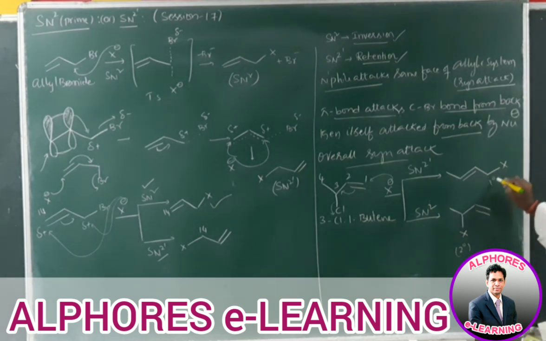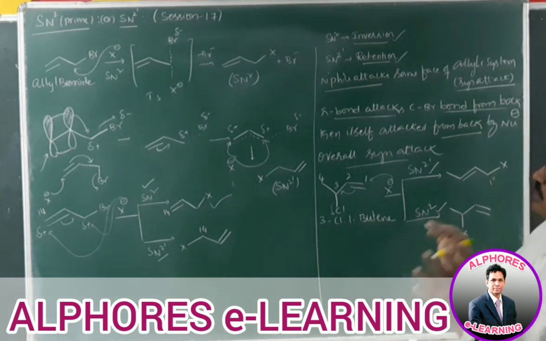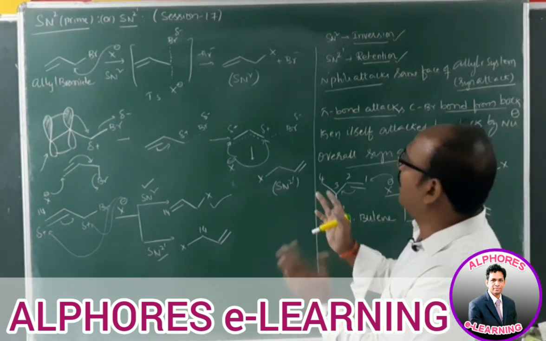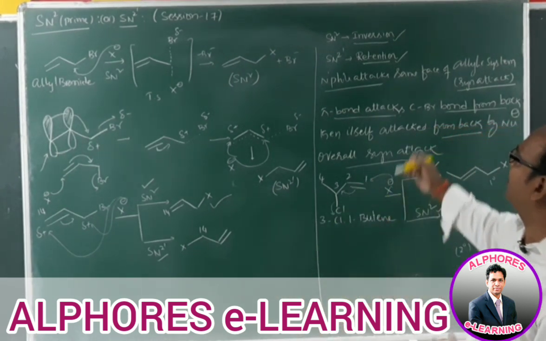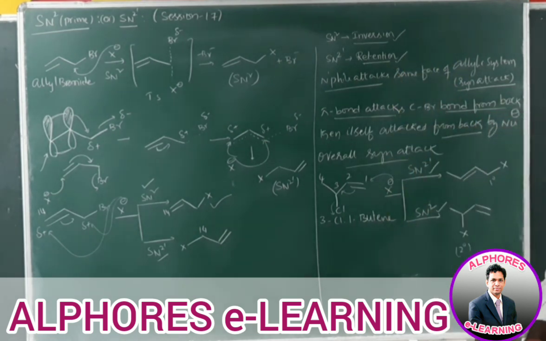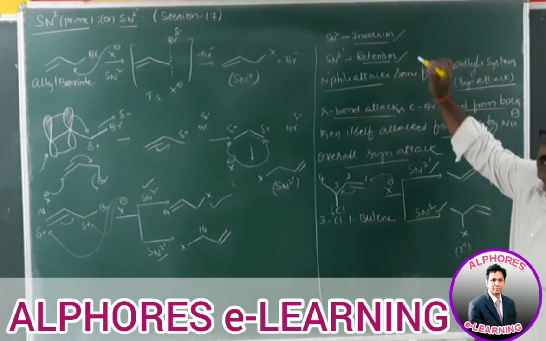This is allyl halide, primary, and this is allyl, secondary. So you are getting two products. That primary one is nothing but SN2 prime, and the secondary one is nothing but SN2. So overall the reaction looks like SN2, but it is quite opposite to SN2 with respect to stereochemistry. In SN2, stereochemistry is inversion, whereas in SN2 prime, stereochemistry is retention.